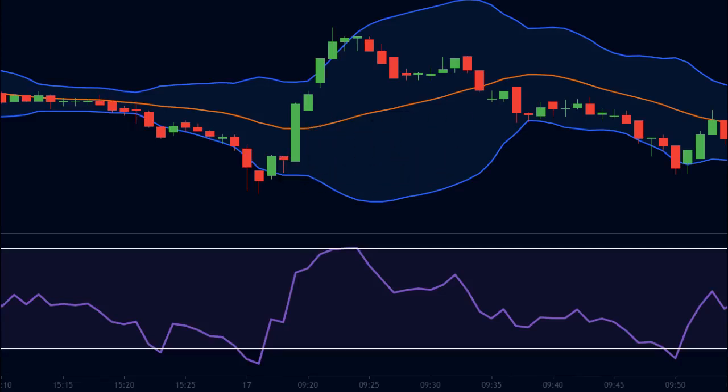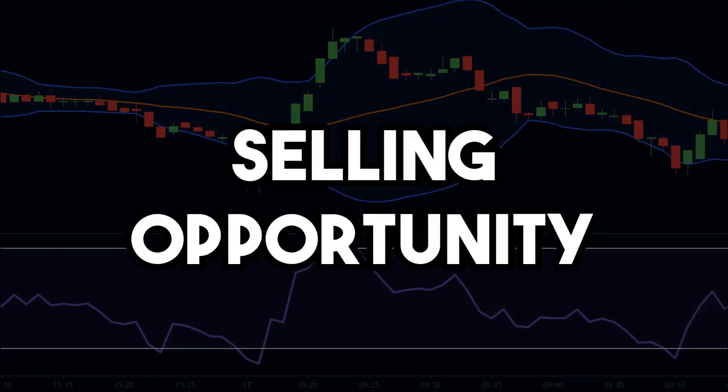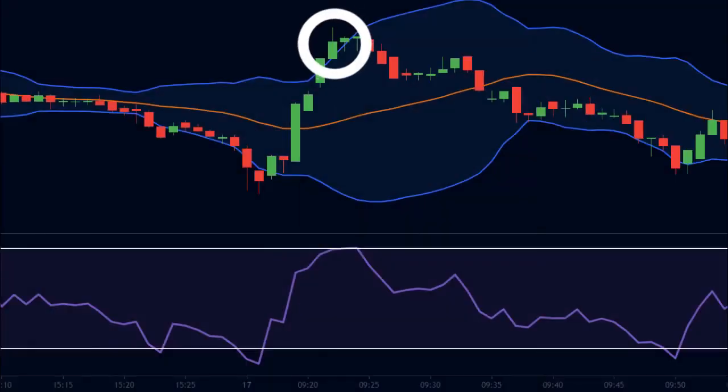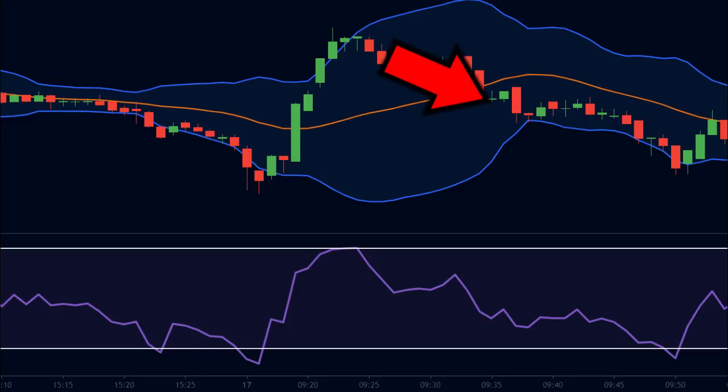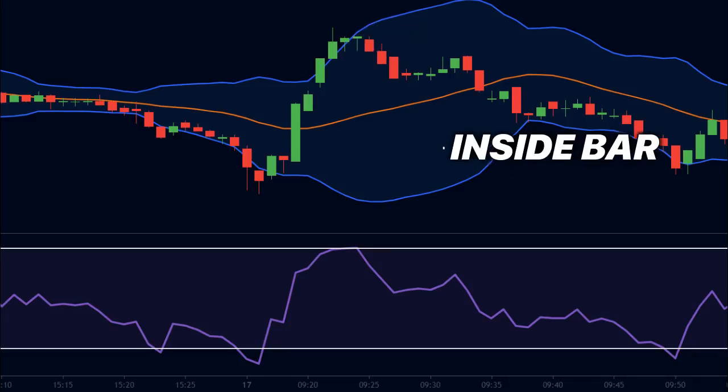Now, as the time goes on, we also spot a selling opportunity. Here, we see that the price was trading above the upper band, and the RSI was right at the 80 level. Hence, we have a confluence between the Bollinger Bands and the RSI. So we expect the price to make a down move. We wait for a candlestick pattern to trigger our entry. As you can see, the next candle is a small green candle that is completely inside the range of the previous candle. So, this is an inside bar candlestick pattern.